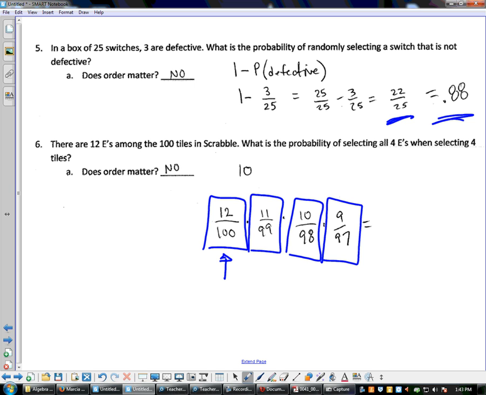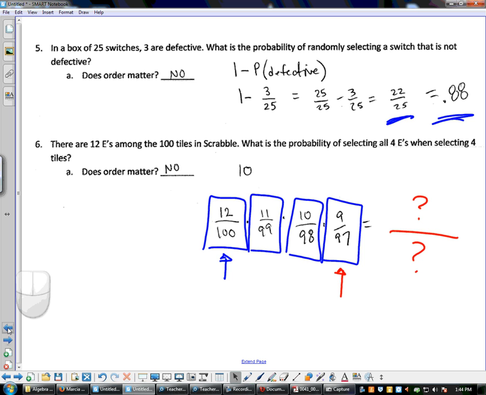Out of the 100 tiles, there's 12 E's, so it's going to be 12 over 100. Assuming that that first one was an E, now what's the probability that our next tile is going to be an E? Well, now we're down to 11 E's out of only 99 tiles left. And then what about the third draw? Well, that's going to be 10 E's left out of 98, and the fourth draw, 9 E's left out of 97. And I will let you multiply this out because I didn't do that. So I'll let you multiply those numerators together, multiply those denominators together.